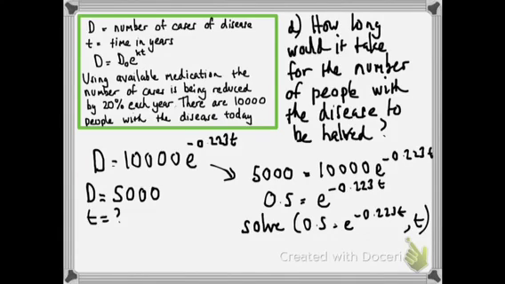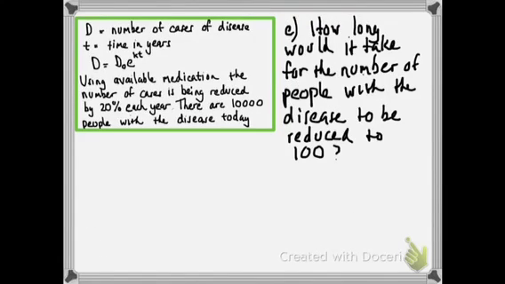Menu, algebra, solve. Here's the strategy here. And solve 0.5 equals e to the negative 0.223t, comma t. And we get t equals 3.108. So that would be approximately 3 years. How long would it take for the number of people to reduce to 100?